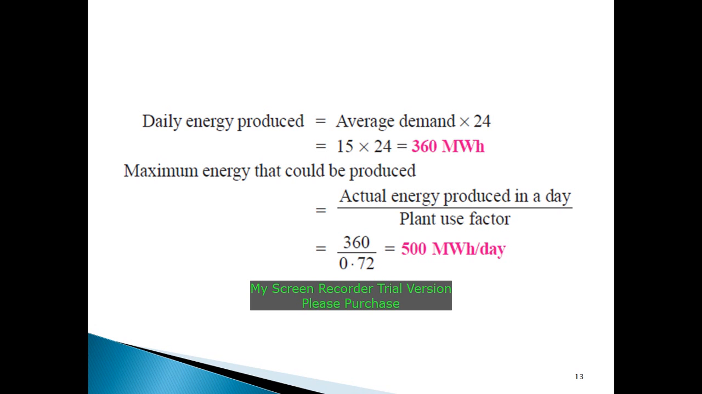And the daily energy produced is average demand into 24 for 24 hours. The average demand we already calculated. So 15 into 24, 360 megawatt hour. So what is the maximum energy that could be produced by the plant? How much power could the plant effectively produce in a day? That can be calculated as the actual energy produced in a day divided by plant use factor. The daily energy produced we just now calculated, it is 360 megawatt hour. So from that we can find out the maximum energy that could be produced with the help of the plant use factor. So 360 divided by 0.72, it is 500 megawatt hour per day.